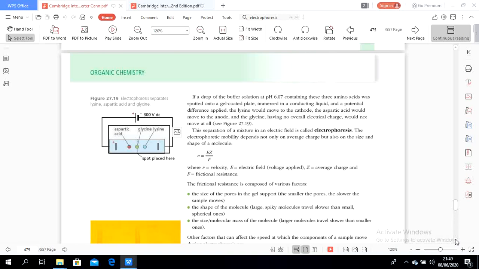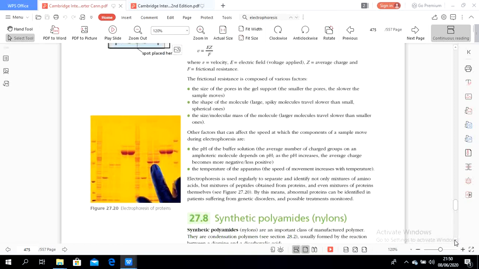The shape of the molecule. The larger spiky molecules travel slower than small spherical ones. And then the size or molecular mass of the molecule. The larger molecules travel slower than smaller ones. Okay, this is a concept we have to keep in mind. In A level, they are going to ask us which side the molecule will move to, whether it is attracted to the cathode or to the anode. It depends on the nature of the amino acid. Okay, so this is the concept of electrophoresis.